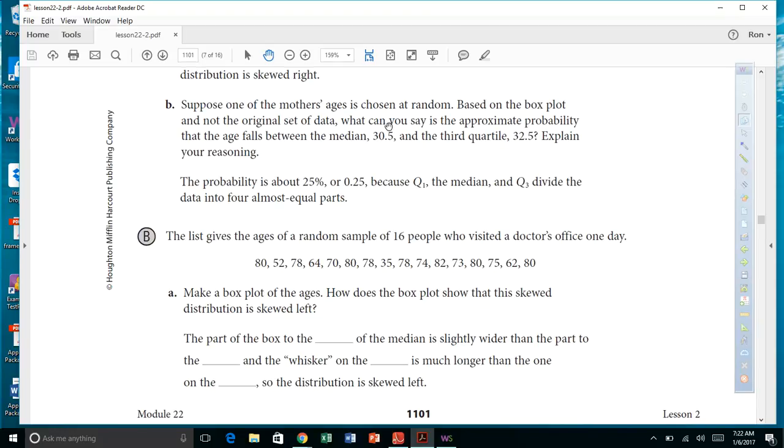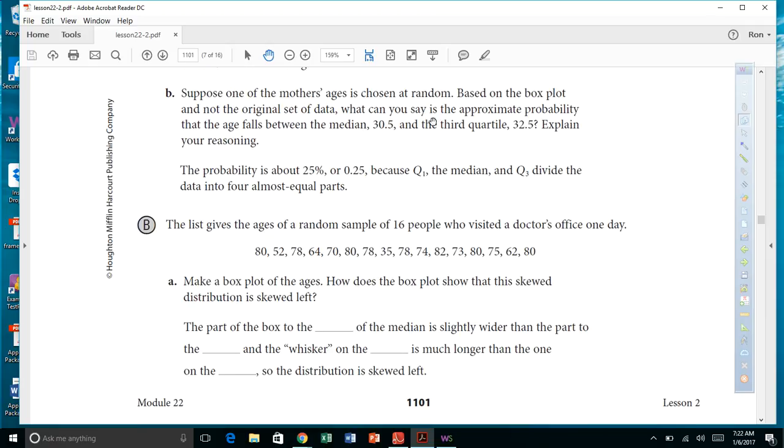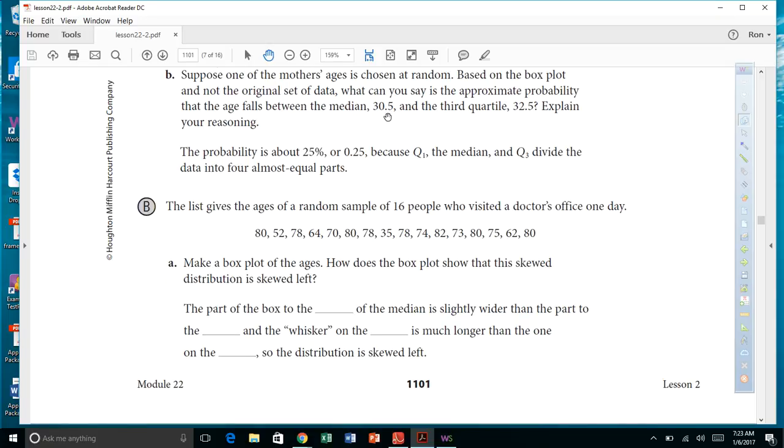Suppose one of the mother's ages is chosen at random. B, based on the box plot and not the original set of data, what can you say is the approximate probability that an age falls between the median 30.5 and the third quartile 32.5? Explain your reasoning. The median 30.5 and 32.5.